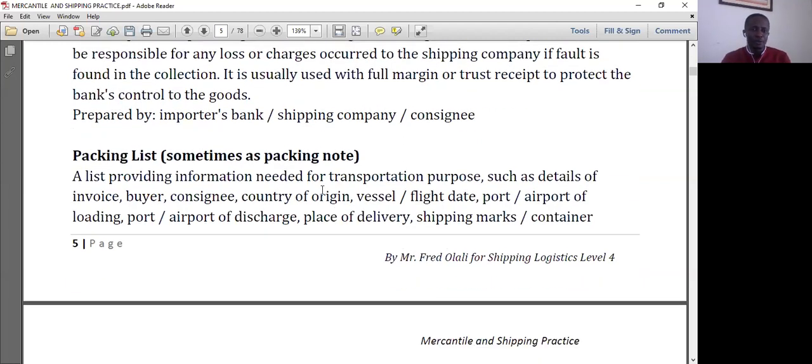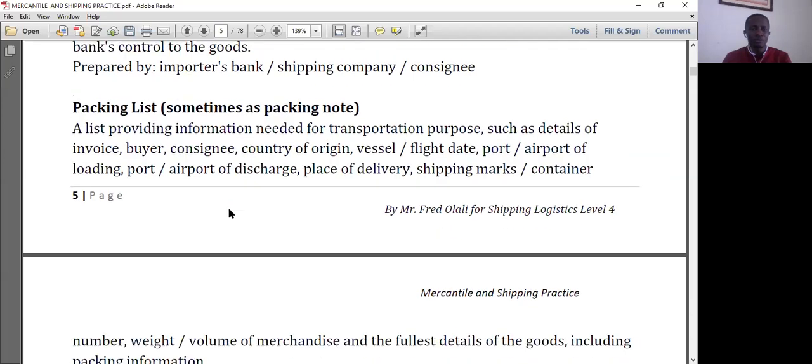Packing list, I don't need to explain this one further. It just provides information for transportation purposes, giving details of the invoice, buyer, consignee, country of origin. So it gives those small details.